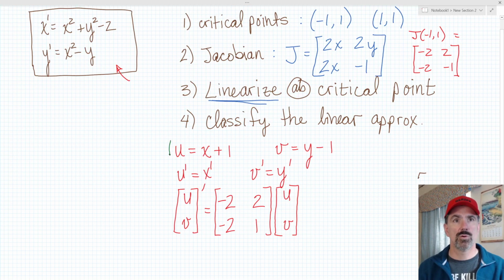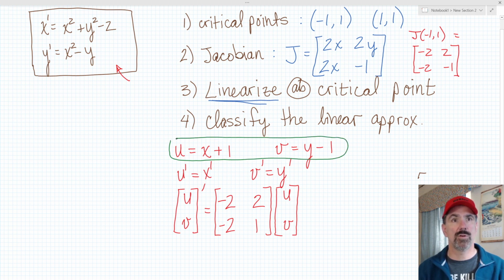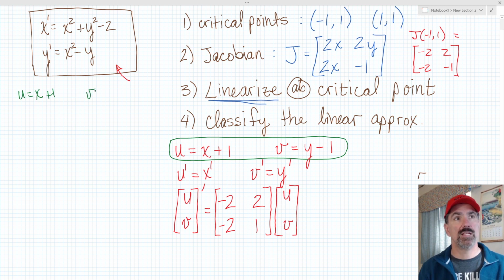All right, for those of you who are still with me, I've gone back to OneNote, and I'm going to do everything here in the green pen. I want to really dig into this change of variables, because this is what gives us the information about the linearized system. So I'm going to copy it back over here. u is equal to x plus 1, and v is equal to y minus 1. And the way in which we decided what these are going to be is exactly what we said previously. It's x minus the x coordinate of the critical point and y minus the y coordinate of the critical point.